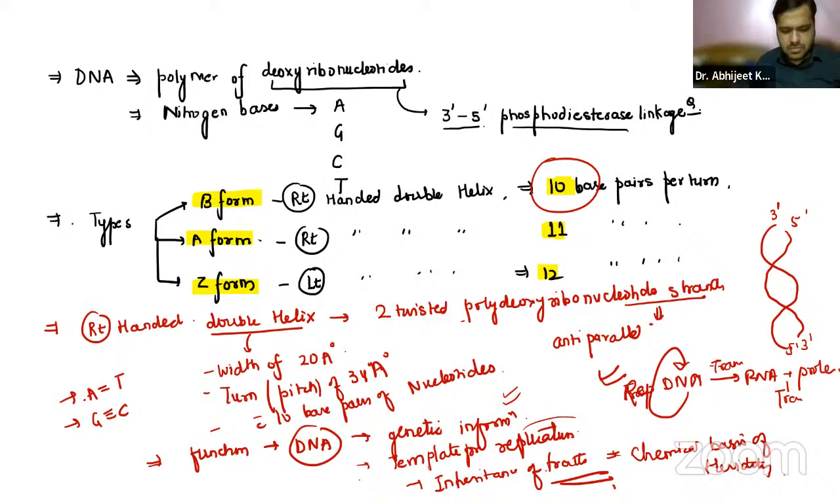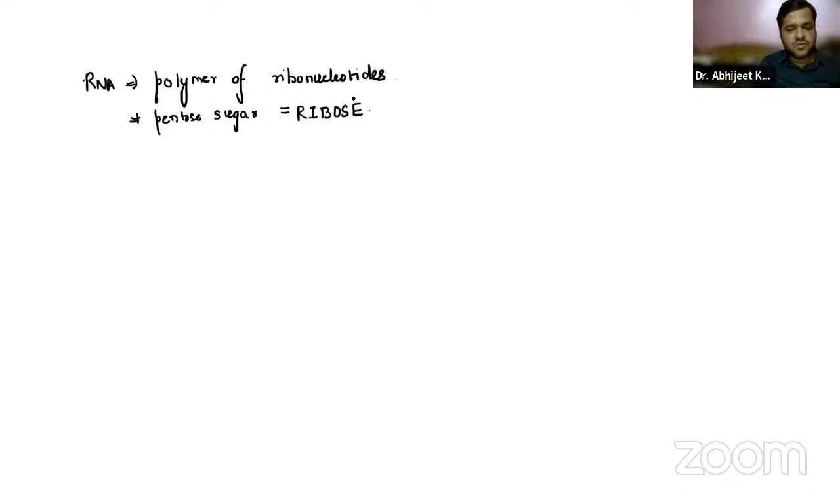Now, coming on to the RNA. RNA, remember, is a polymer of ribonucleotides. Now, over here, you guys already know, if we talk about the pentose sugar, it is ribose.